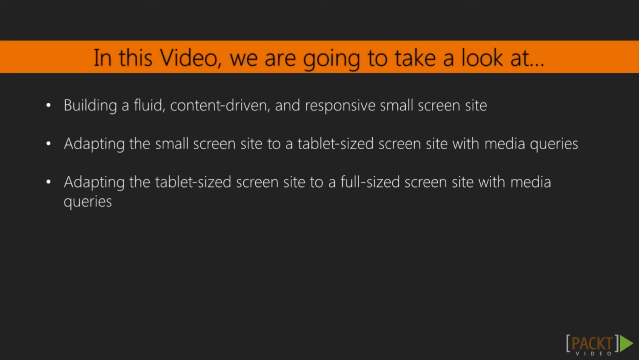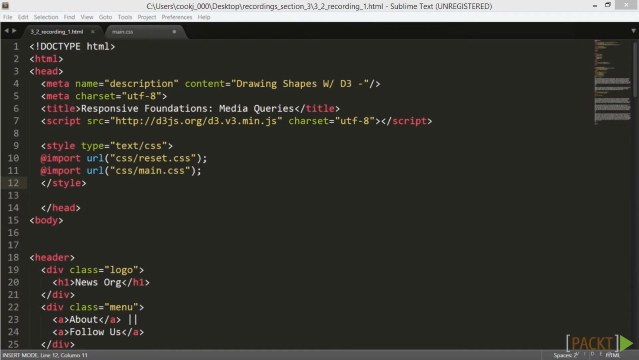In this video, we'll look at building a responsive small screen site and then adapting that site to tablet and full-size screens, alleviating breakpoints as we go. If your site is centered around presenting content instead of functionality, and we're assuming this is the case due to the data visualization context we're working with in this course, we want to make sure your site is responsive in a way that makes important content easy to see and interact with at any screen size.